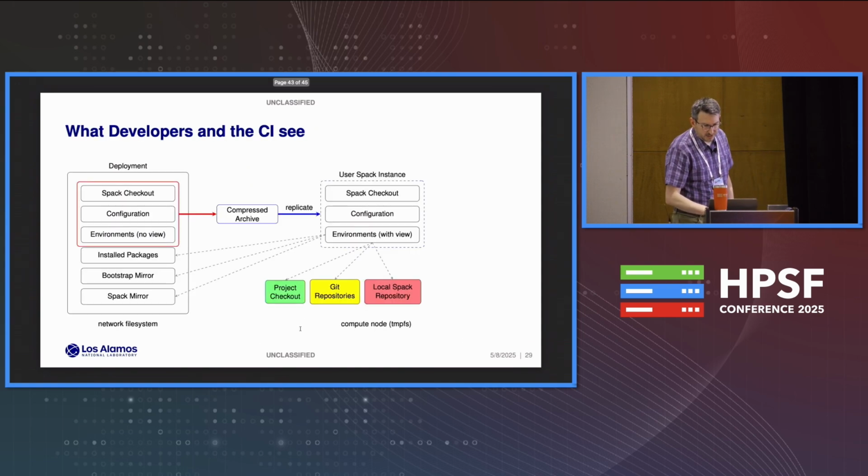So from a developer point of view, this is what you see. You have a shared deployment instance. Those are versioned. We try to have a new one every 3 to 4 months. They themselves create a copy during each CI job, or if they want to do development on top of it, they create a user copy that may be persistent. That allows them to make local modifications. We already saw how to make the change with Spack develop to point it to our source code.